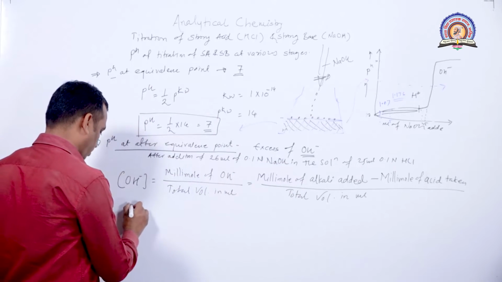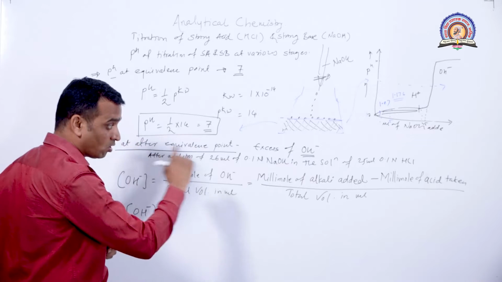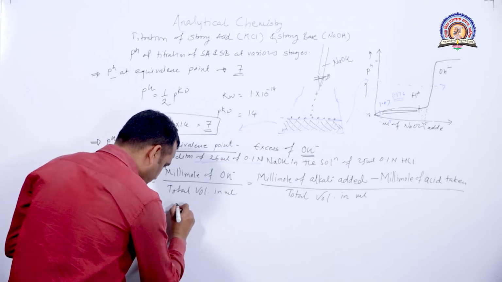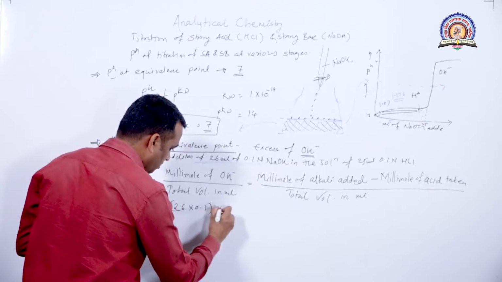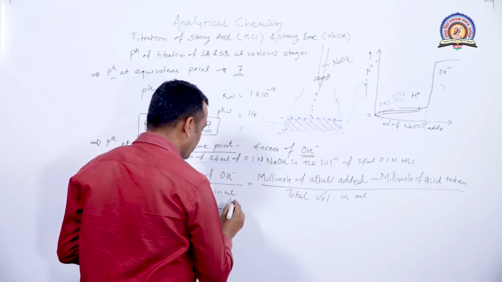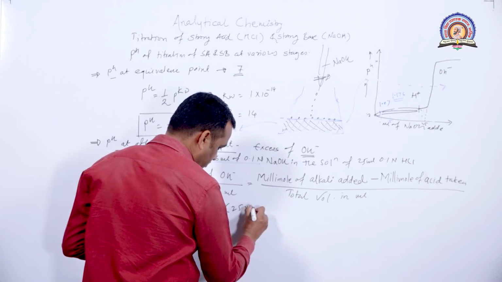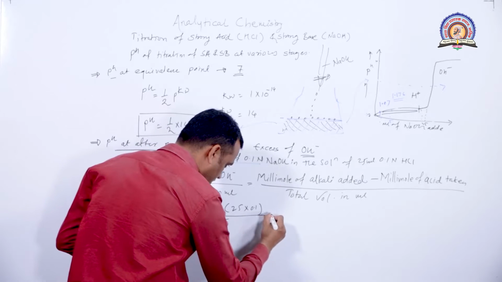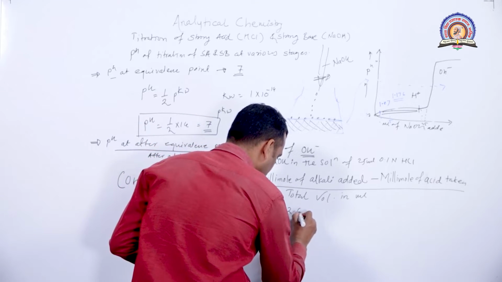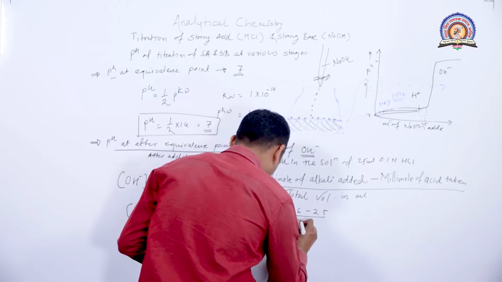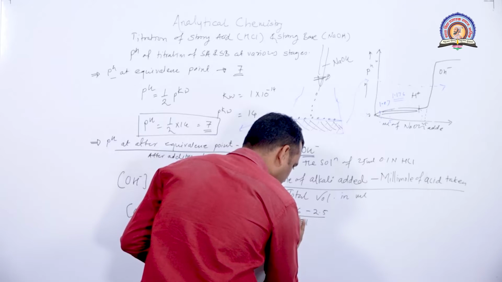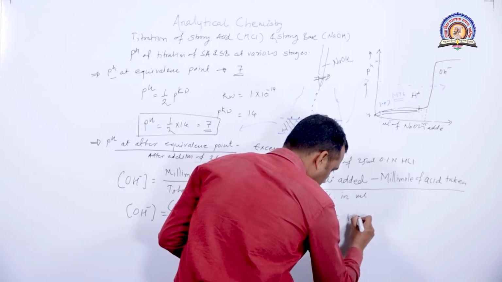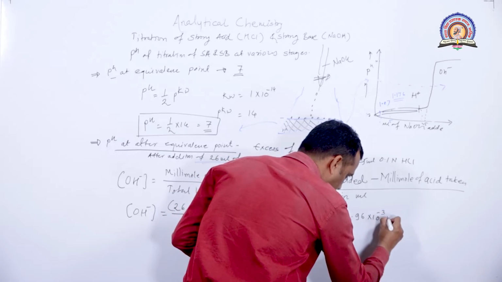So in this case, the OH minus ion concentration is equal to millimole of alkali added. That means here we add 26 ml. So 26 into 0.1, that is the millimole of alkali added, minus millimole of acid taken, that is 25 into 0.1, because it is already taken, divided by 26 plus 25. We get 2.6 minus 2.5 divided by 51, and from that, 0.1 divided by 51, the value comes 1.96 into 10 raised to minus 3 molar.